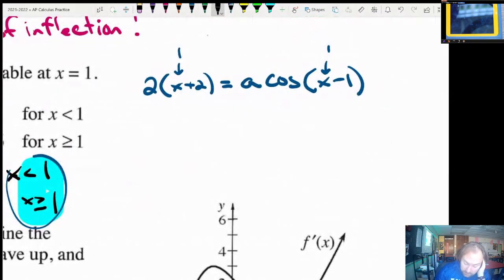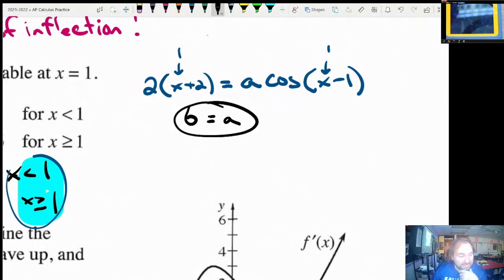1 plus 2 is 3, and 2 times 3 is 6. The cosine of 1 minus 1 is the cosine of 0, and the cosine of 0 is 1. And so that's it. That's the answer. A is 6.